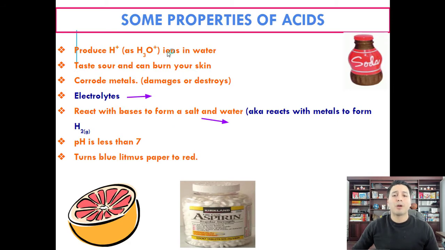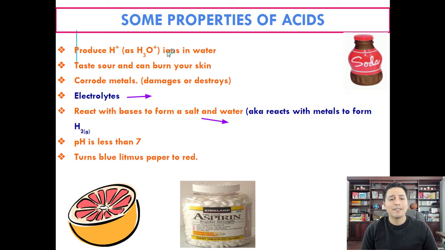Okay, so here's some properties of acids. Well, acids produce H plus or H3O plus ions in water. They also taste sour and burn your skin. So examples of this can be lemon or grapefruit. They also corrode metals. Now the word corrode simply means to damage or destroy.